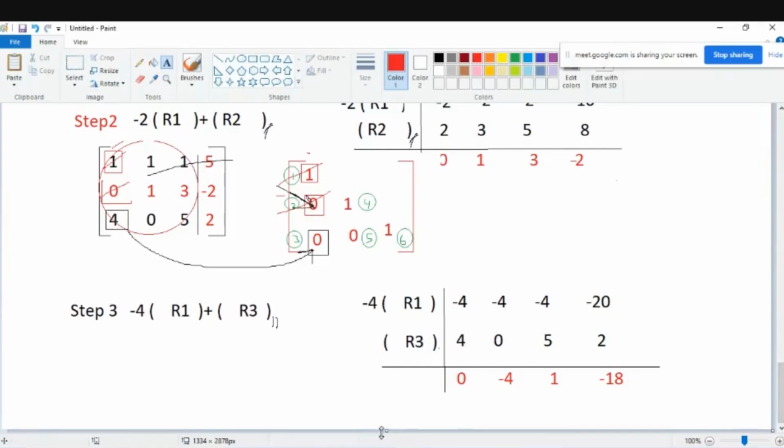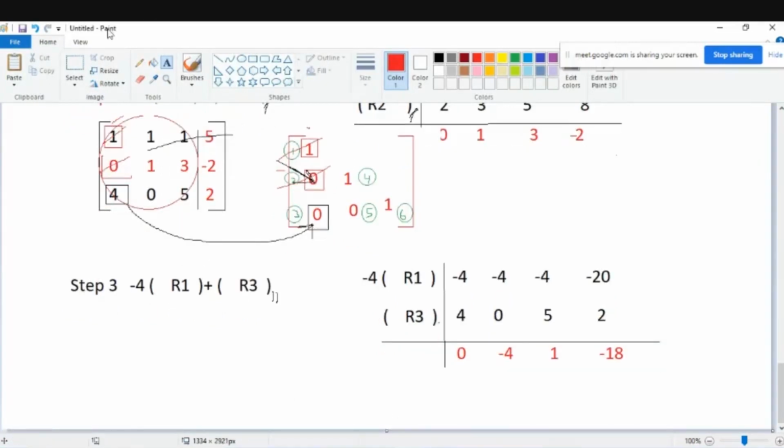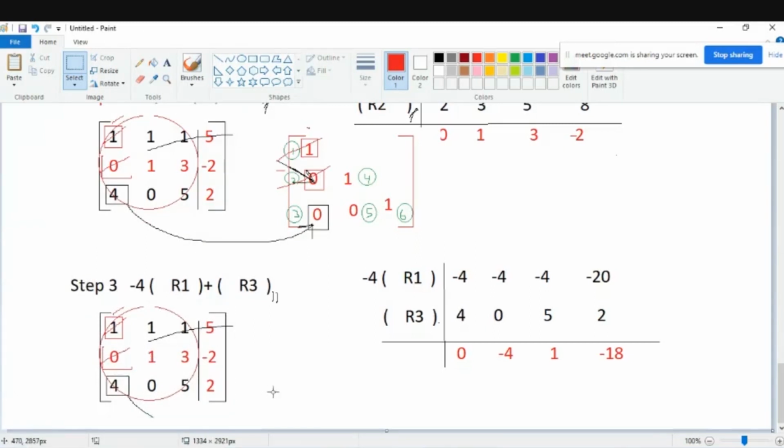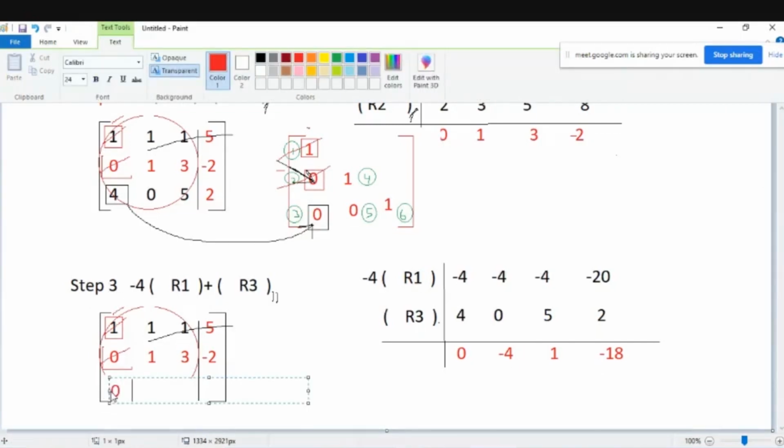Perfect. Now I did the elementary row operation. That means I'm going to copy the previous step exactly. I will type it the same, except which line? Here I will erase R3. I will go to R3 and remove it, clean this part. And instead of R3, I'm going to put the result which we did here. That means I'm going to write 0 and negative 4 and 1 and also negative 18. Very good. Now this step is finished.